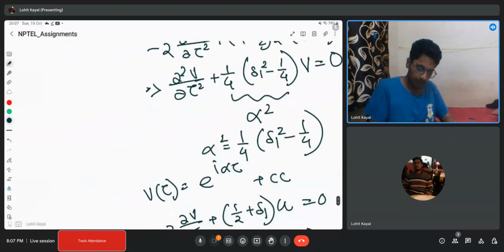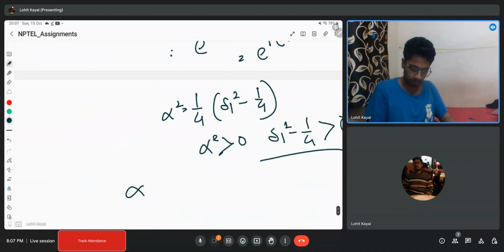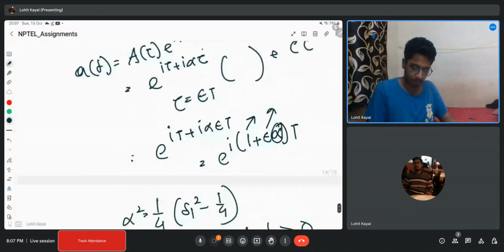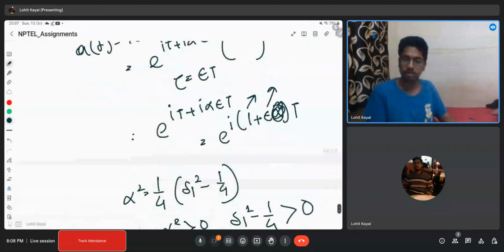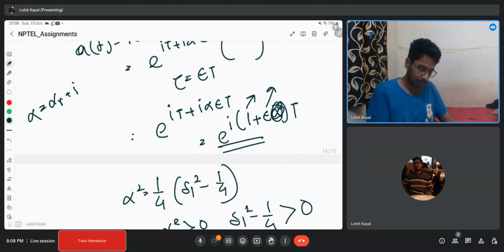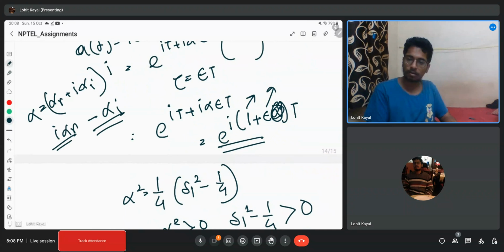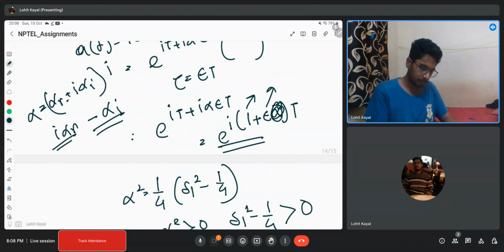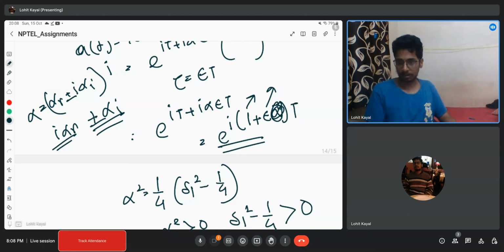Now the problem appears when alpha square is less than 0. That means in e to the power i alpha, this alpha will be an imaginary term. So there will be a growing term in this expression. Alpha can be treated as alpha r plus i alpha i, and if I multiply it with i, then i alpha r will be an oscillatory part, but minus alpha i will be a growing part. Because it will be plus or minus alpha i, it will be a growing solution. That is undesirable.